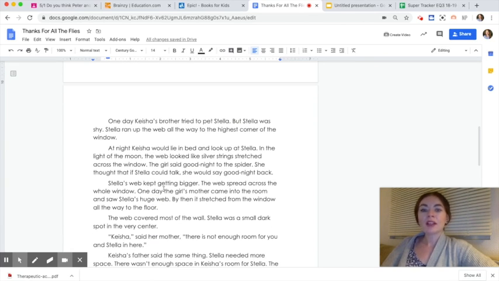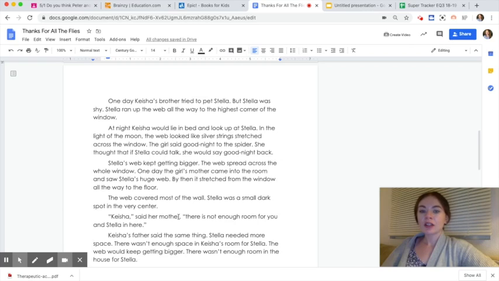Stella's web kept getting bigger. The web spread across the whole window. One day, the girl's mother came into the room and saw Stella's huge web. By then, it stretched from the window all the way to the floor. The web covered most of the wall. Stella was a small dark spot in the very center. "Keisha," said her mother, "there is not enough room for you and Stella in here."